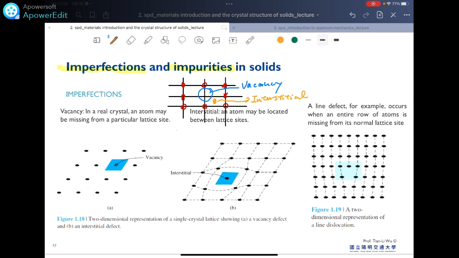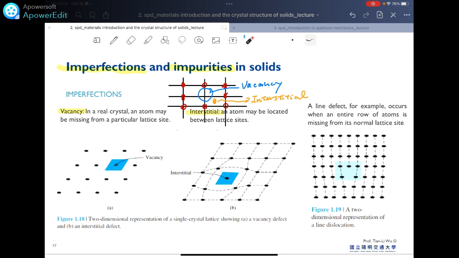So in general, the vacancy in a real crystal is where an atom may be missing from a particular lattice site. That's why we refer to this as a vacancy. Another one is called the interstitial. Interstitial means that an atom may be located between the lattice sites. It's just actually the atom located in a place that we don't want it. So that's how we call this an interstitial.